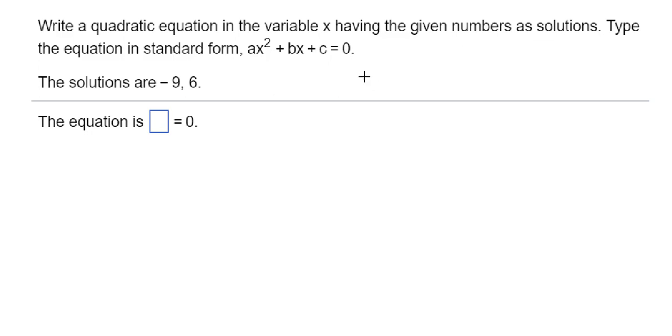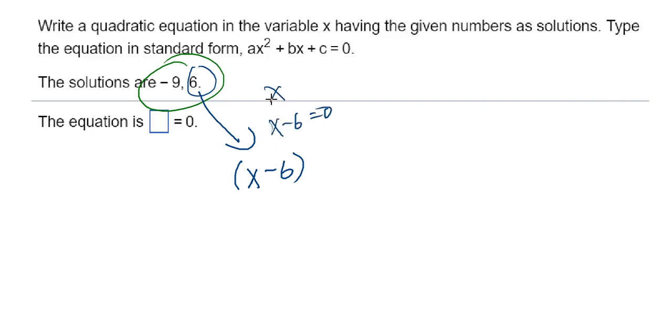So I'm going to skip the directions. The solutions that we want to have are negative 9 and positive 6. So let's start with 6 because that one's going to be a little bit easier. If we want 6 to be a solution, then x minus 6 would have to be a factor of our polynomial. So having a factor of x minus 6 is what would give us our answer of 6, right? Because we would take that factor, we would set it equal to 0, we would get x equals 6 as our solution, right? So if we want 6 to be a solution, then we need x minus 6 to be a factor in our polynomial.